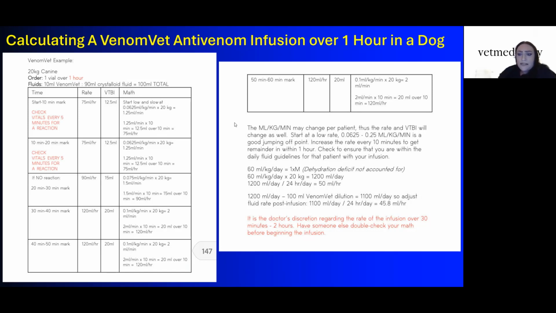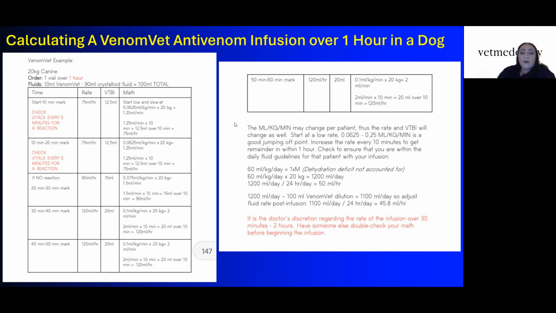Increase the rate every 10 minutes to get the remainder in within 1 hour. Check to ensure that you are within the daily fluid guidelines for that patient with your infusion. The way that you do this is you calculate their maintenance rate. So 60 mils per kg per day times 20 kgs equals 1,200 mils per day. 1,200 mils per day divided by 24 hours a day equals 50 mils an hour. So 1,200 mils per day minus 100 mils of Venom Vet dilution is going to be 1,100 mils a day.